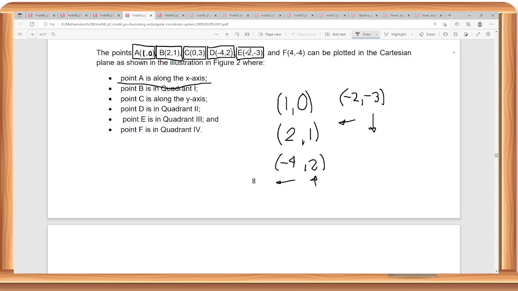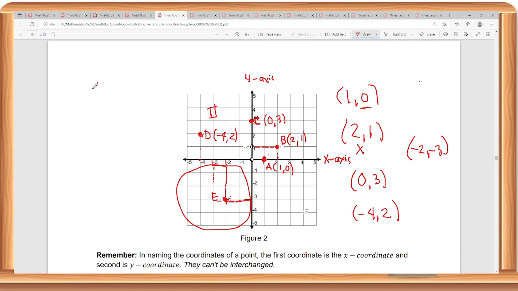And then lastly, we have a positive x coordinate and a negative y coordinate. We have 4 and -4. So here's your x positive. So 1, 2, 3, 4. And since the y coordinate is negative, it's going down 4 units. 1, 2, 3, 4. So point F is here.